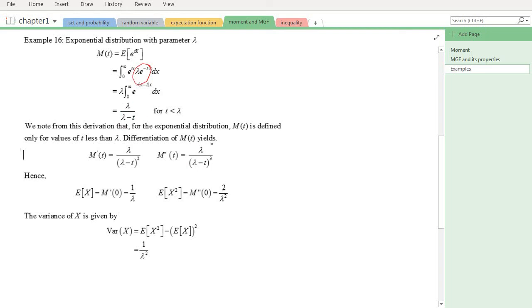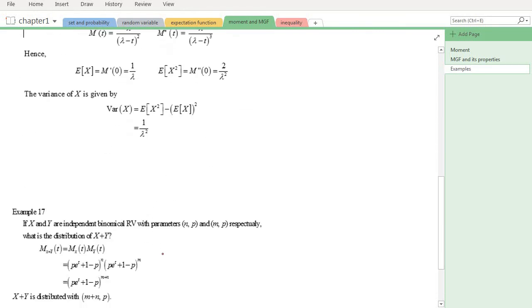So you will get this as your second derivative, and then setting t equal to 0, we replace 0 here. We will get this as our solution. So this will be our second moment. Then to find the variance, the variance is as defined here. We just substitute what we found here and we get the solution for the variance.